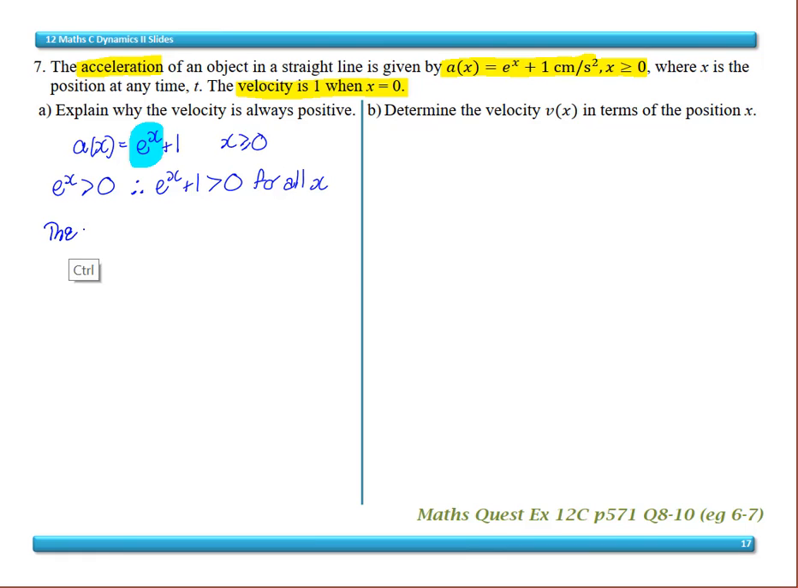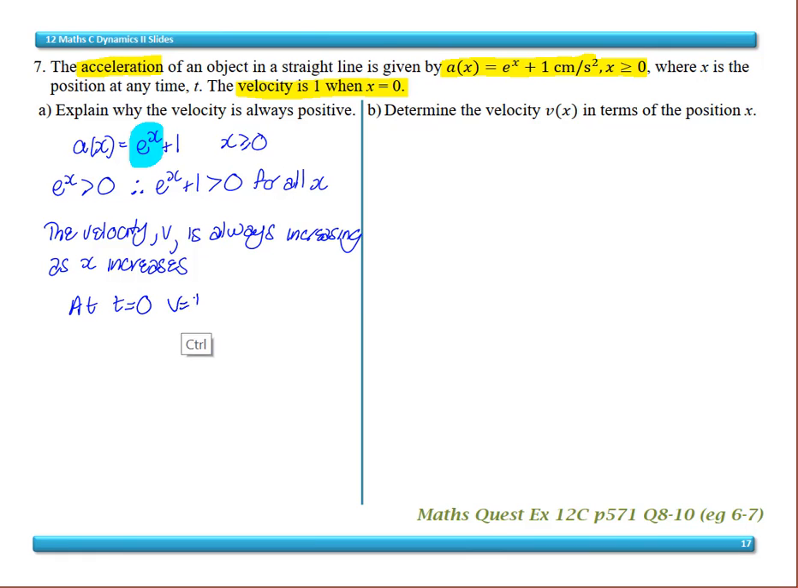So the velocity v is always increasing as x increases. At t equals 0, v is equal to 1. So as x increases, v is greater than 1. So therefore, velocity is always positive. You could probably explain it with graphs as well.